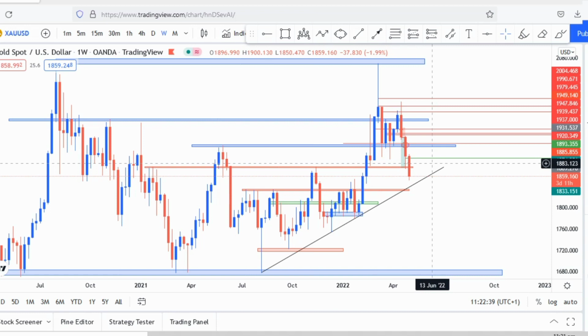If price breaks the trend line, then most likely price would continue all the way to the downside. But if price gets to the trend line and the support area here and forms a bullish reversal, then we'll be looking to take our price to the upside.